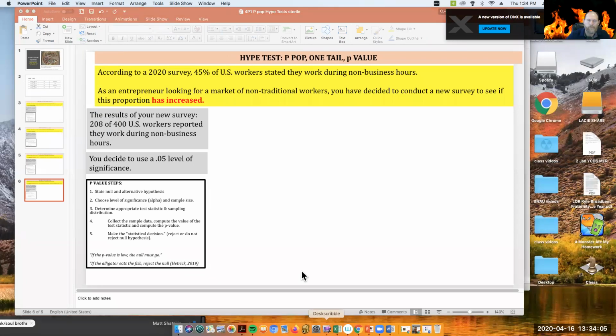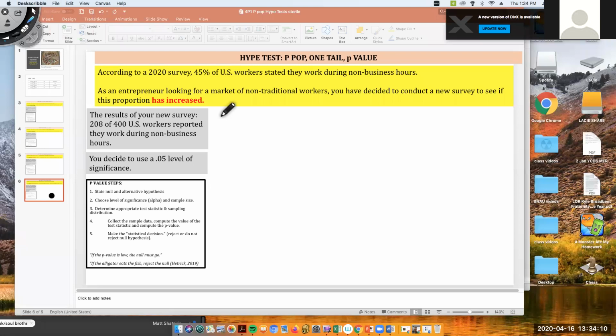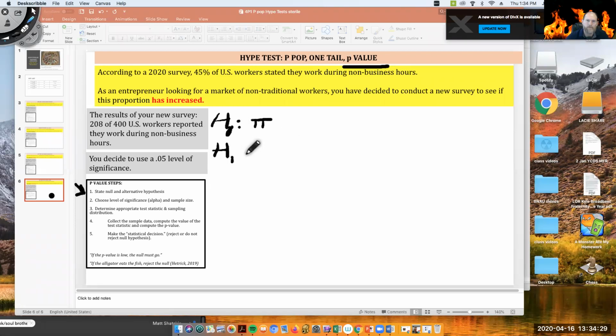So same problem. Okay, one tail. What's different this time? We're doing a p-value method. Let's just go straight down to business. State the null and alternative. H0, P-pop, H1, P-pop.